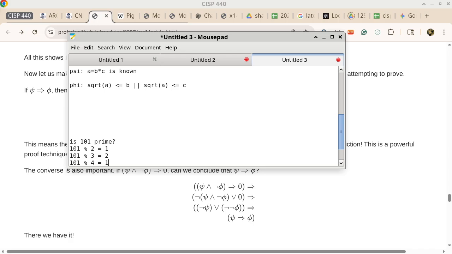Let me say that one more time. After we test 101 with 2 already, I just say I'm too lazy to keep an array of all the prime numbers, and we'll go ahead and test against 4 also. Is it possible to misclassify 101 incorrectly as a prime number because of that test?